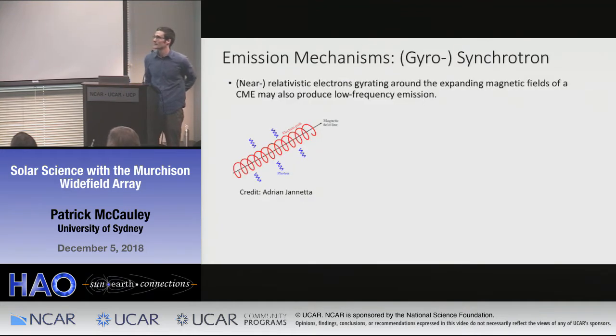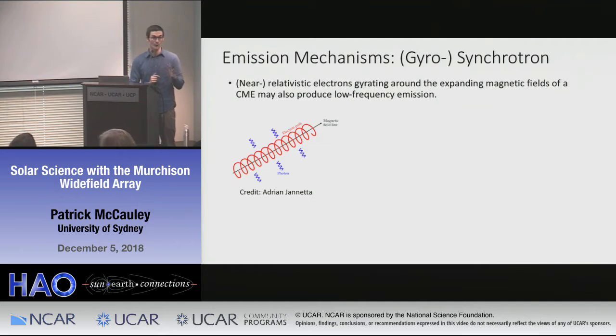Now, the last emission mechanism that we maybe occasionally have to worry about or think about is synchrotron or gyrosynchrotron emission. Those are due to near relativistic, or relativistic in the case of gyrosynchrotron emission, electrons that are moving within the expanding magnetic field of a CME. So they may, in rare cases, produce low frequency emission.